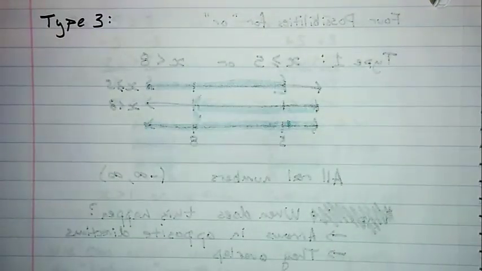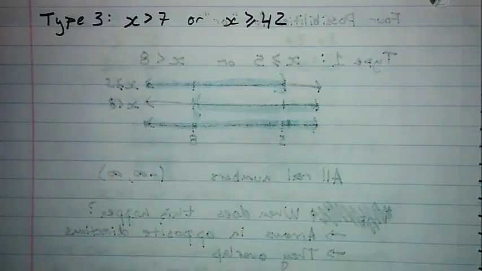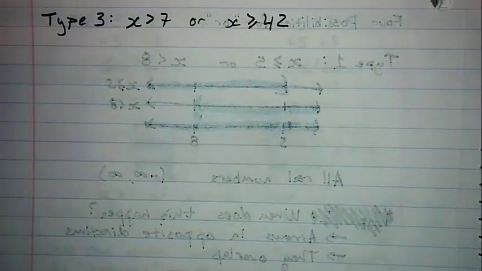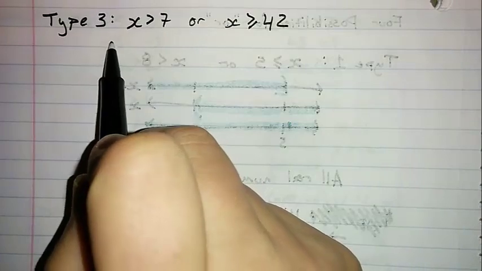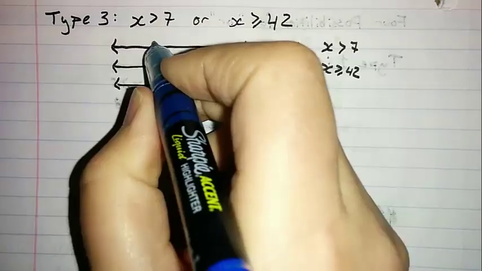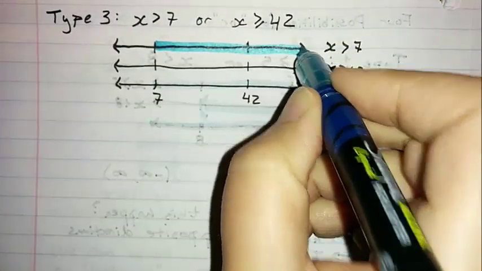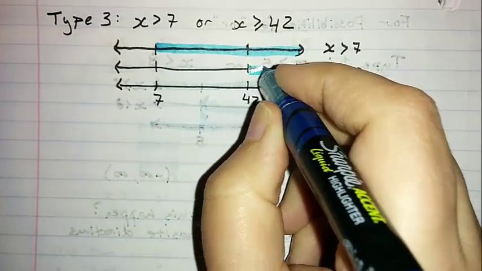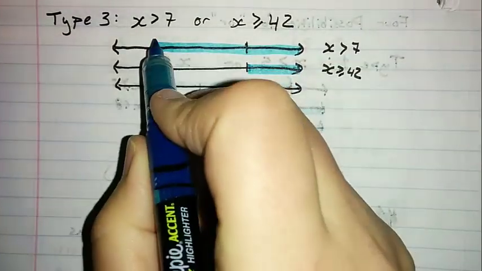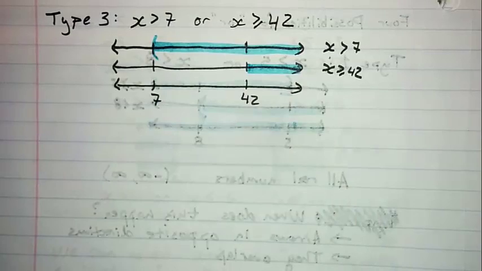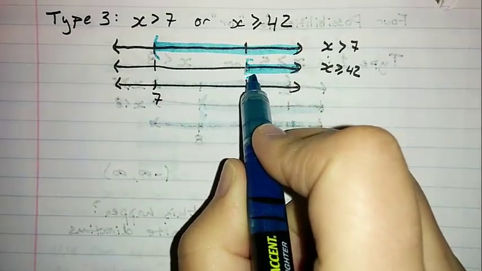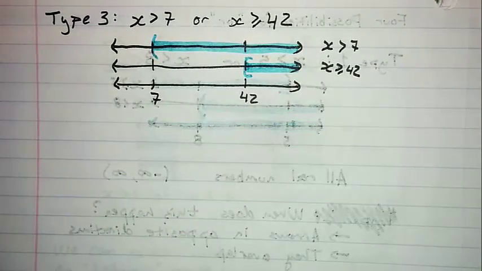What's the third possibility? This has as an example x is greater than 7 or x is greater than or equal to 42. What does this look like? Here's x is greater than 7. Here's x is greater than or equal to 42. X is greater than 7 gets a round bracket. X is greater than or equal to 42 gets a square bracket.